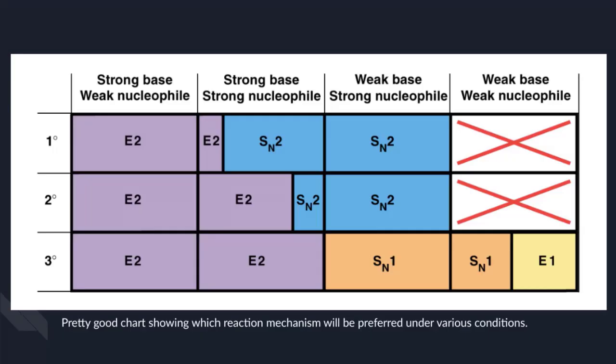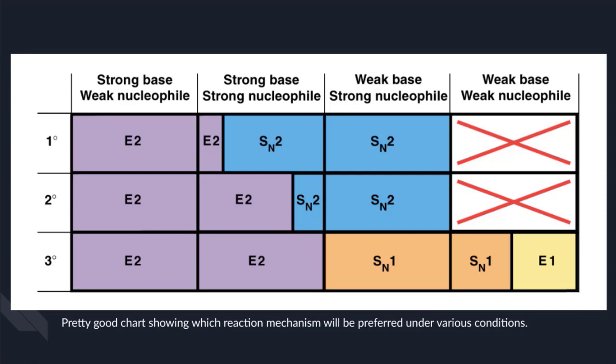So this is a really good chart if you're ever confused about, I have no idea what mechanism to use, it's so confusing to me. This would be a good thing to memorize. It'll show if your substrate is primary, secondary, or tertiary, wherever your leaving group is on, and then it's paired with either a strong base, weak nucleophile, and then of course it goes weak, strong, strong. Then it'll show you the mixture of products that you can create.